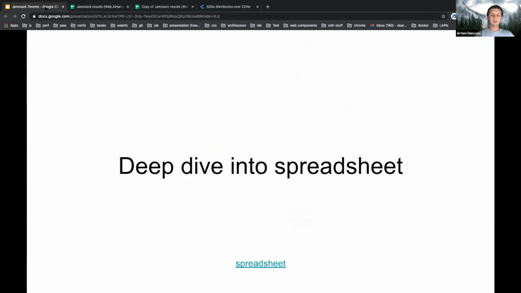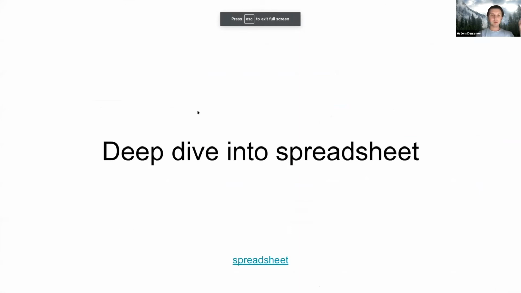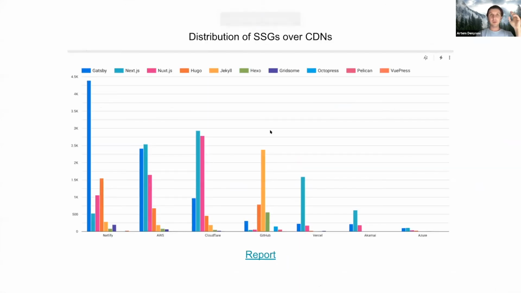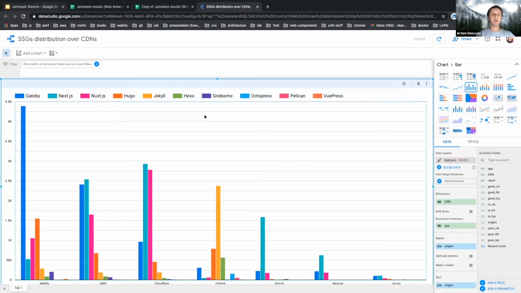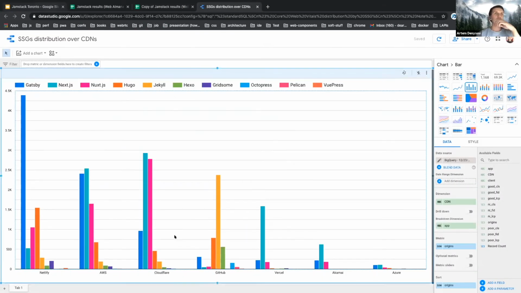Okay, so when we start to talk about distribution and SSGs served by different CDNs, we can dive into really interesting data here. That's a screenshot, but I have real data. We see that Netlify is serving most of the Gatsbys. So Gatsby sites are mostly going to Netlify.